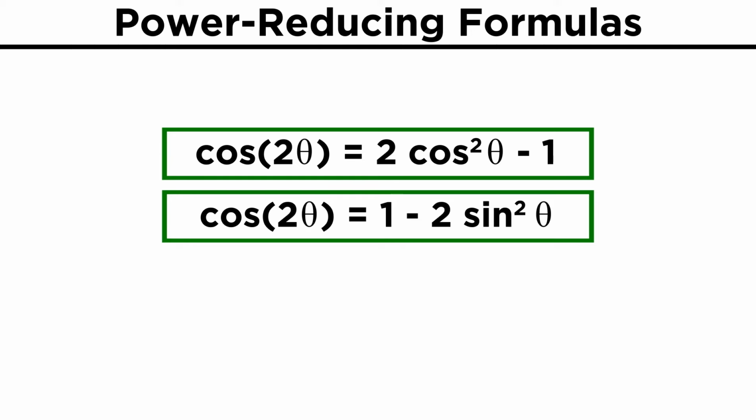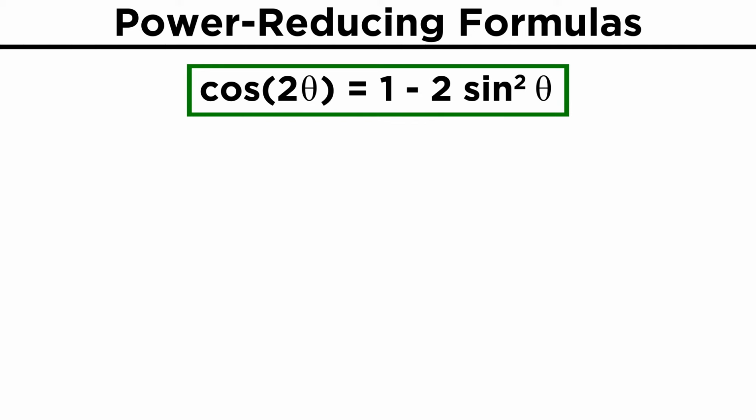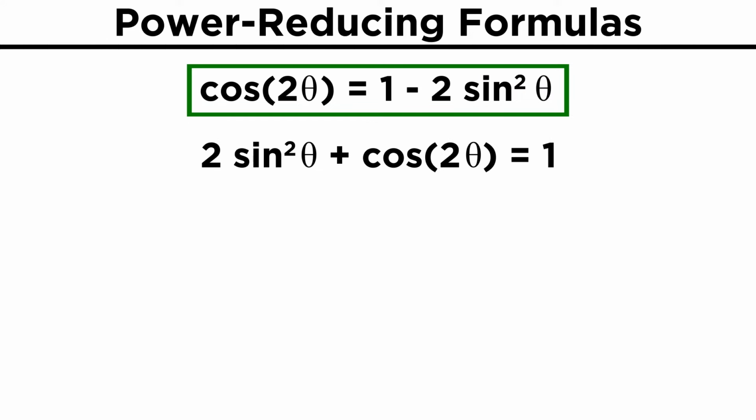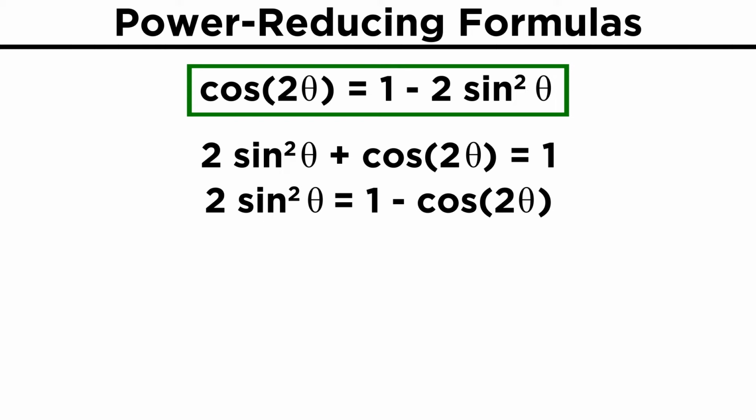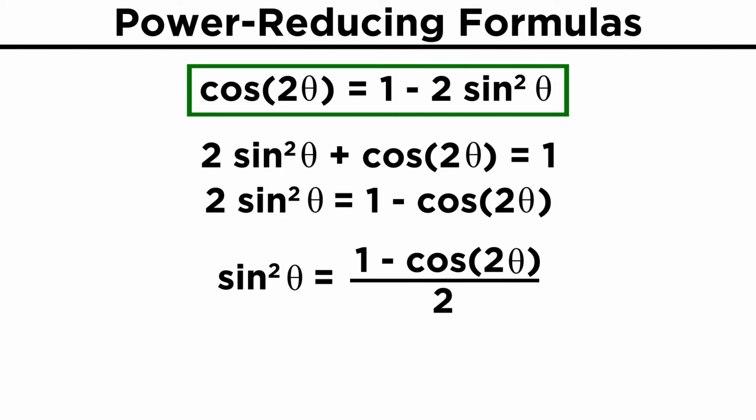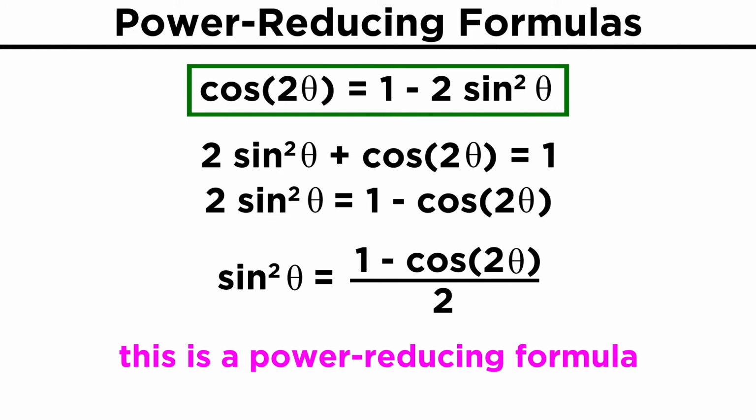Now we can actually take these other two forms of the double angle formula for cosine and do something interesting. Starting with cosine 2 theta equals 1 minus 2 sine squared theta, let's solve for sine squared theta. We bring this sine term over here, bring the cosine term over there, divide by 2, and we have something called a power-reducing formula. It allows us to express sine squared theta in terms of cosine 2 theta.